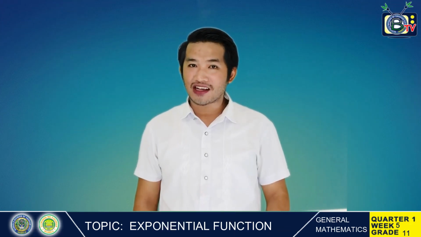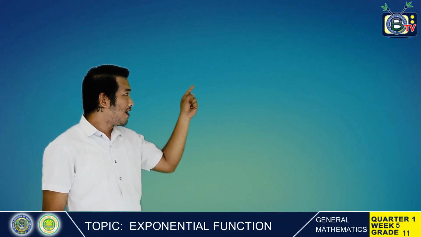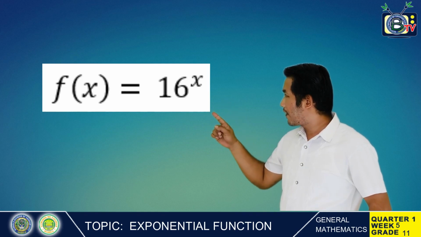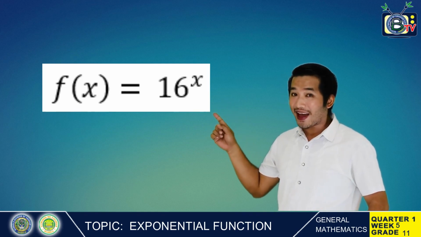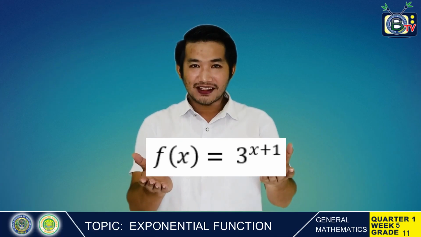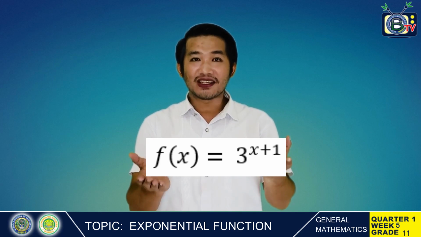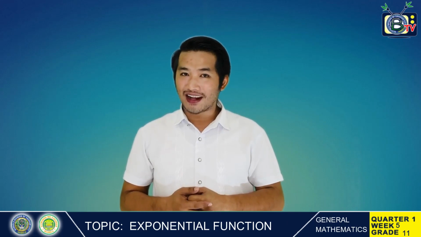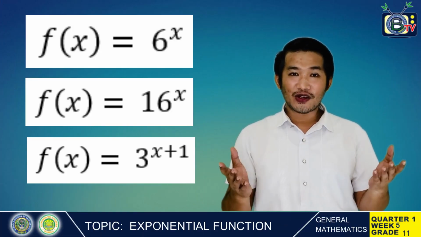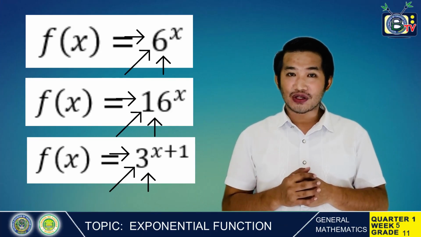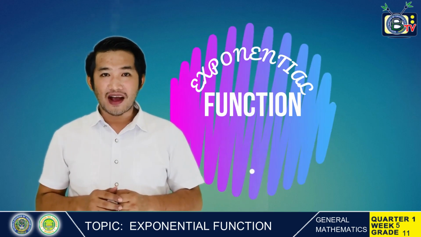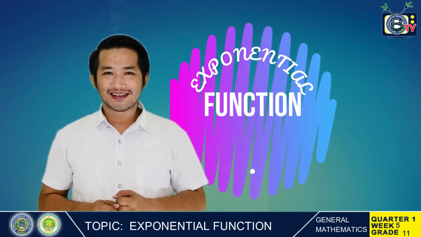Examples of exponential functions. F of x is equal to 6 raised to x. F of x is equal to 16 raised to x. F of x is equal to 3 raised to x plus 1. What makes the following functions exponential? As you notice, the bases of the three functions are all greater than 0 and not equal to 1. And that makes the three functions exponential functions.